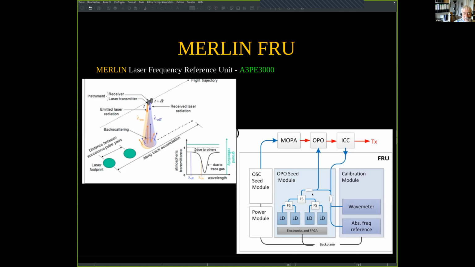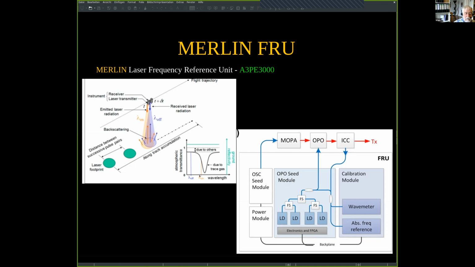Amongst others, it goes through an absolute frequency reference, which is a tube filled with methane, and the energy is measured in front of the tube and behind the tube. By scanning the frequency, you will be able to see this absorption curve developing. And so this constitutes an absolute frequency reference. And then there is also a relative wave meter on board. Starting from the absolute frequency reference, we can develop and measure other frequencies that are close to this.